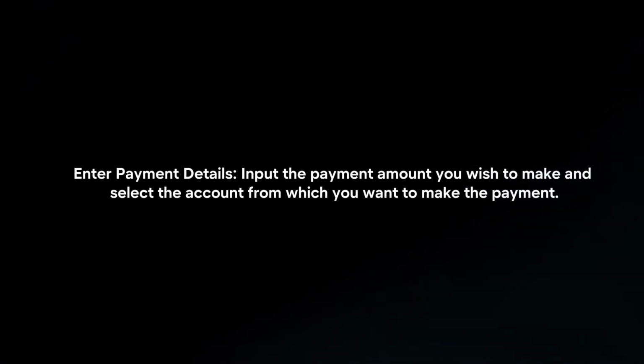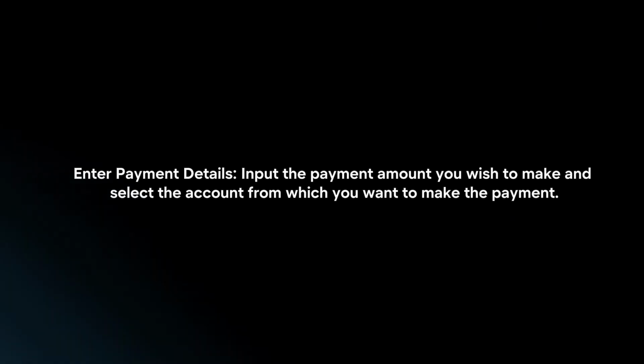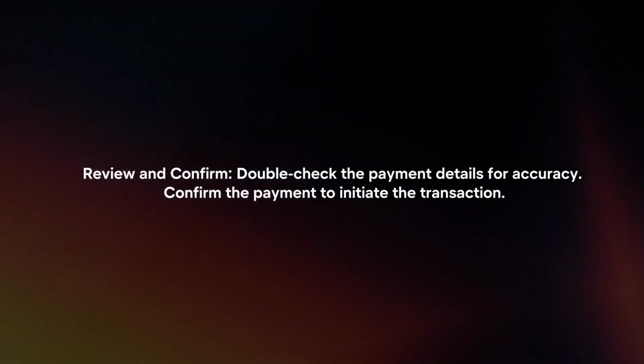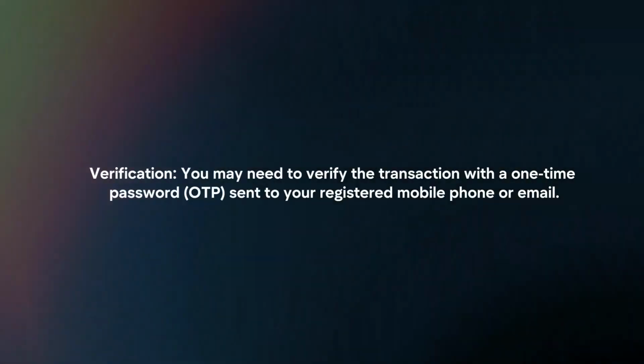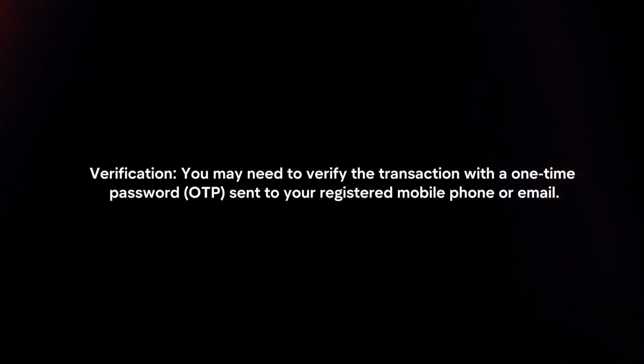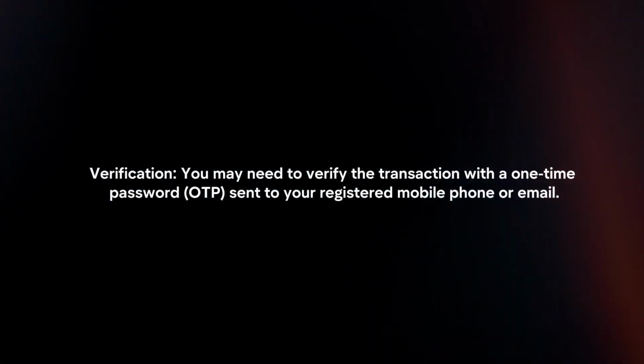Enter payment details. Input the payment amount you wish to make and select the account from which you want to make the payment. Review and confirm. Double check the payment details for accuracy. Confirm the payment to initiate the transaction. Verification. You may need to verify the transaction with a one-time password sent to your registered mobile phone or email.